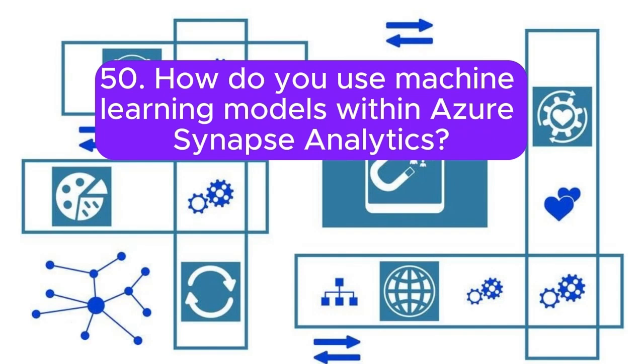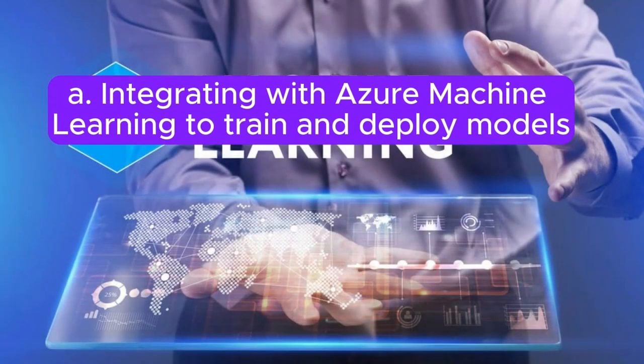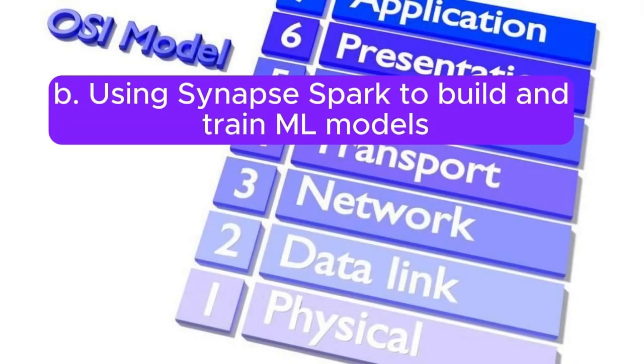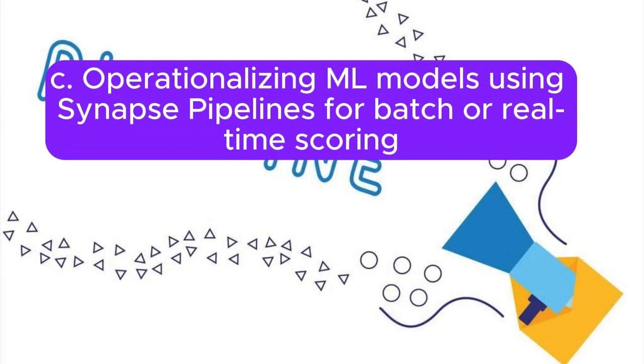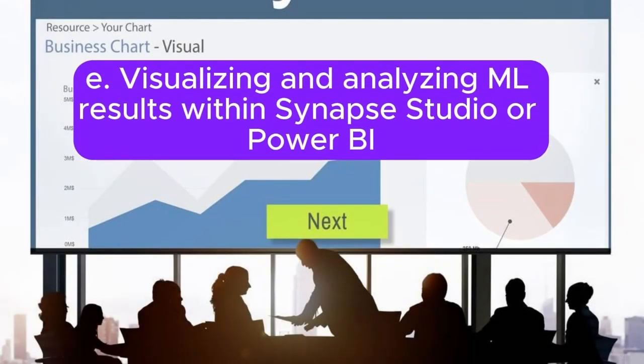50. How do you use machine learning models within Azure Synapse Analytics? Answer: use machine learning models by A. Integrating with Azure Machine Learning to train and deploy models. B. Using Synapse Spark to build and train ML models. C. Operationalizing ML models using Synapse pipelines for batch or real-time scoring. D. Embedding ML model inference within SQL queries or Spark jobs. E. Visualizing and analyzing ML results within Synapse Studio or Power BI.